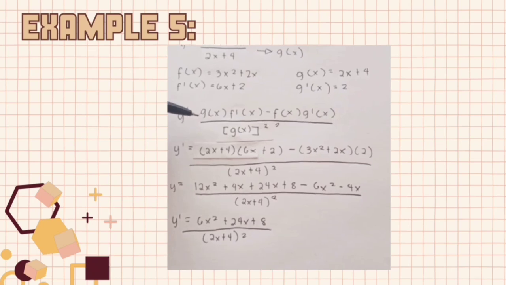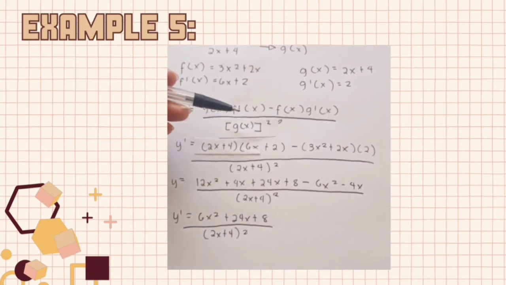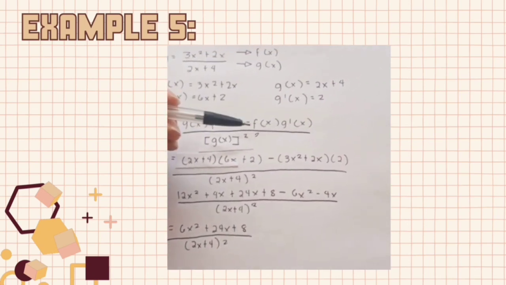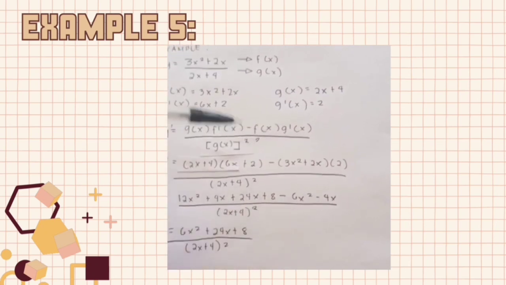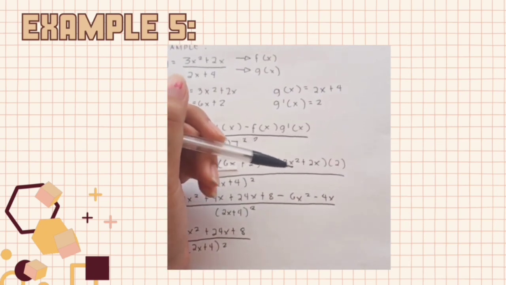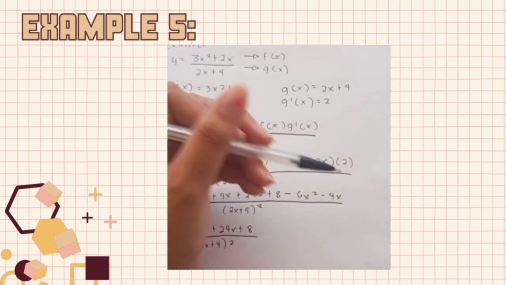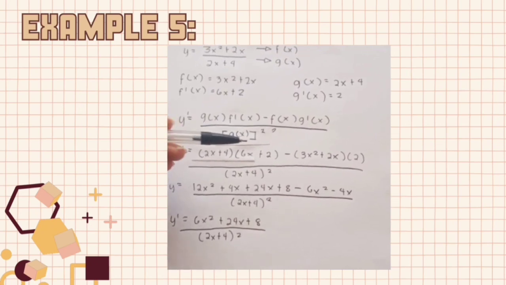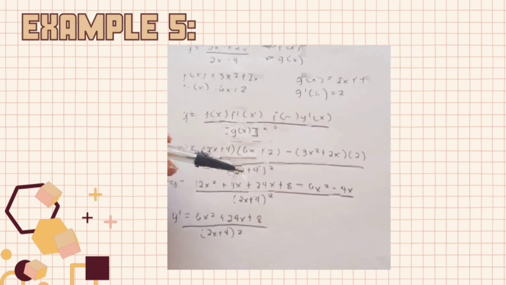So the g of x will become 2x plus 4, and the f prime of x will become 6x plus 2, minus f of x, which is equal to 3x squared plus 2x, and the value of g prime of x is equal to 2, over the value of g of x squared, so it will become 2x plus 4 squared.